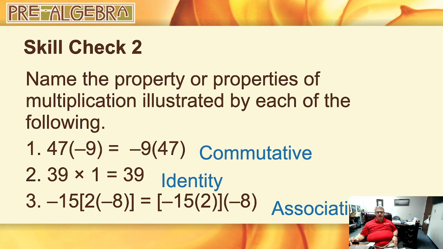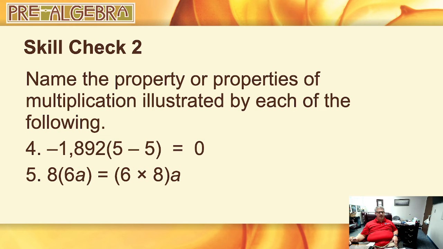Then we have our next skill check. Numbers 4 and 5 here, naming the properties. So we have negative 1,892 times 5 minus 5. All right, remember our order of operations. We do things inside the parentheses first. So 5 minus 5 is 0. All right, so 0 times negative 1,892 is equal to 0. Well, that is the zero property of multiplication. All right, anything times 0 is always 0.